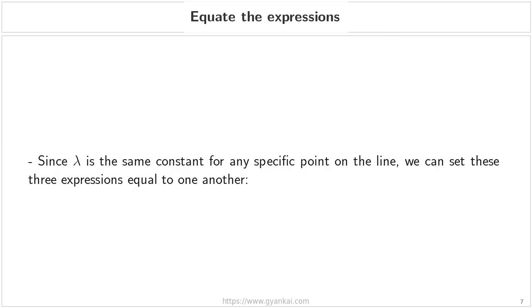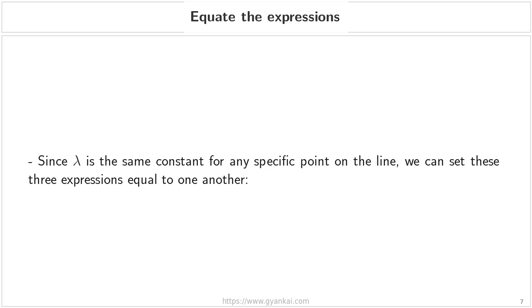Equate the expressions. Now, this is the most crucial part of the derivation. Up until now, we have been looking at the x, y, and z coordinates individually, and in each case, we isolated the parameter lambda. But remember, lambda is not just any random number. It is the same constant value for any specific point we choose along this line.